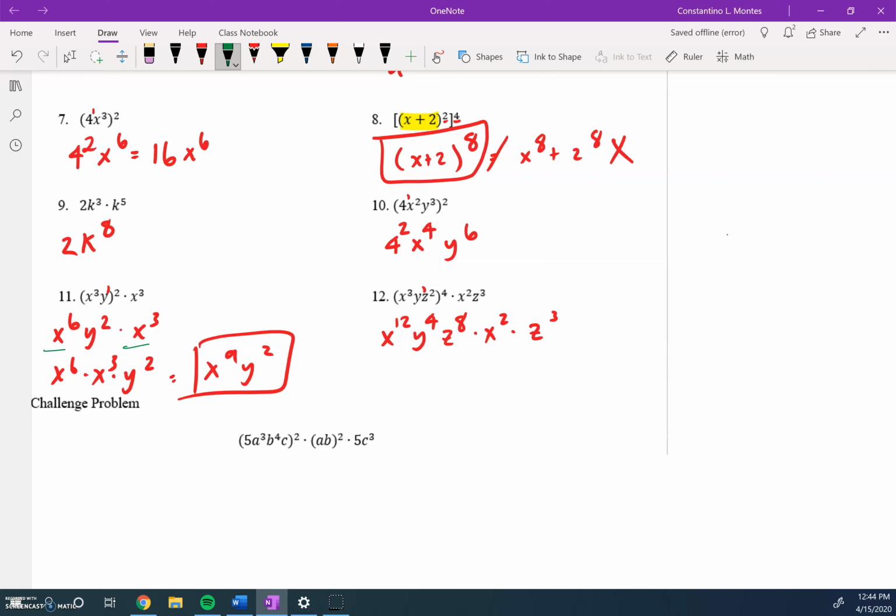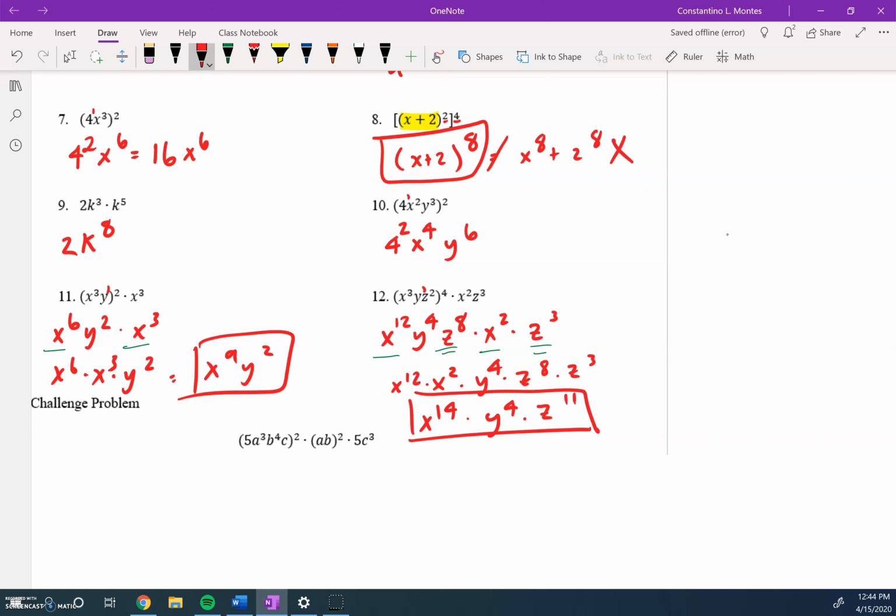Perfect. So now I'm going to rearrange this since I have multiplication between all those pieces. I'm going to go ahead and write this as x to the 12th, x to the 2nd, y to the 4th, going in alphabetical order here, z to the 8th times z cubed. So now, product of powers, x to the 14th times y to the 4th, and then times z to the 8 plus 3, which is going to be 11. And that is my answer.